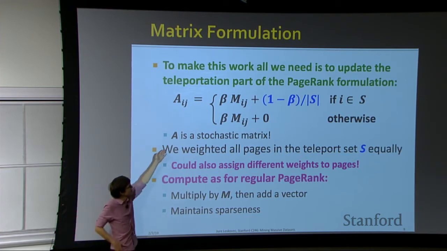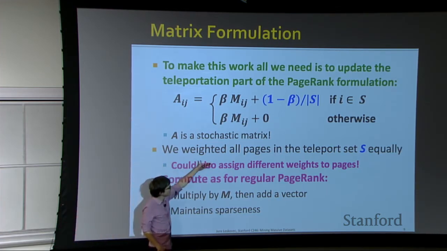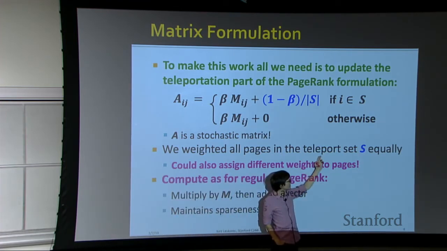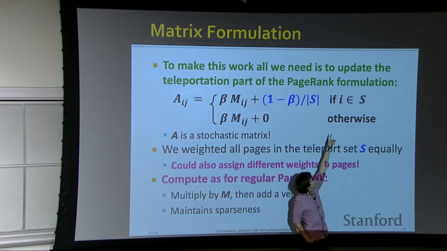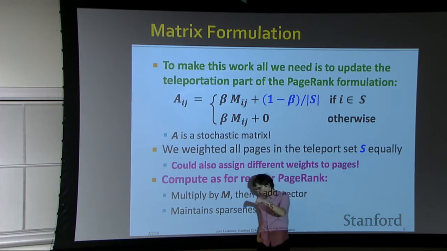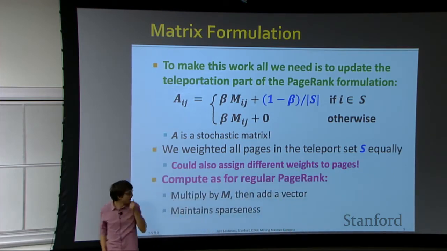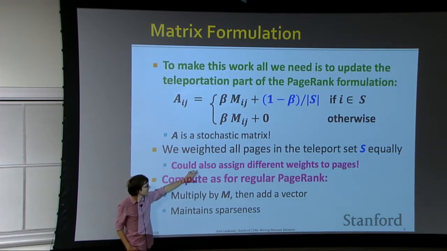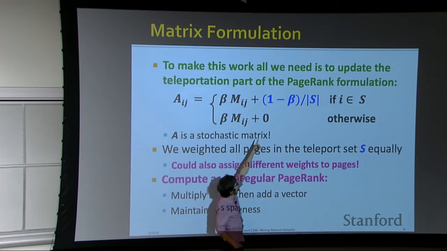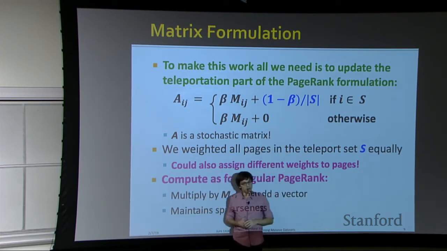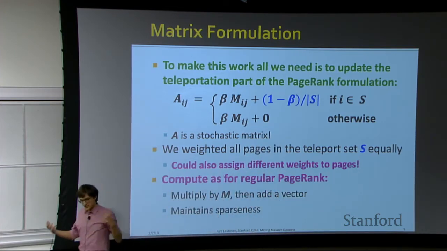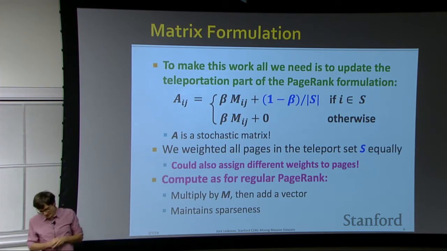So this still means A is a stochastic matrix, and essentially what we did is we weighted all the pages in the teleport set equally. The landing probability at any of the pages in S is equal. But of course, you could give different landing probabilities if you have some way to estimate that. So you can play with this term as much as you want, and you can bias this landing however you want.